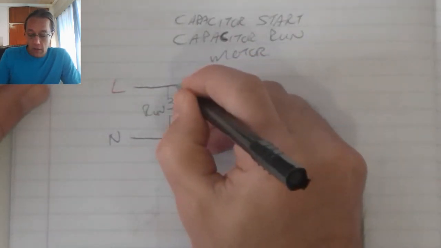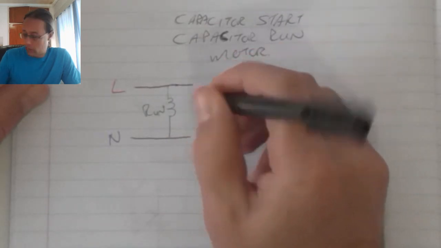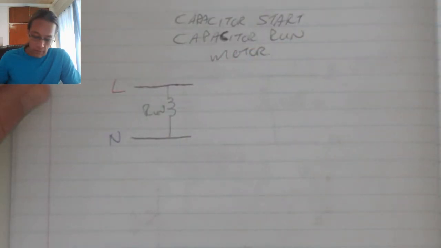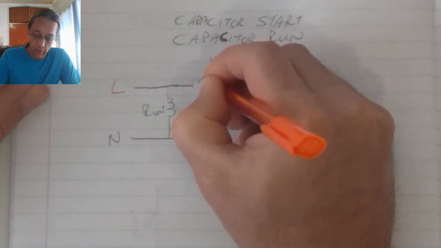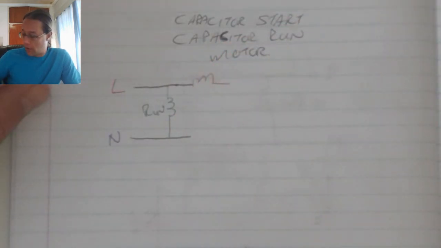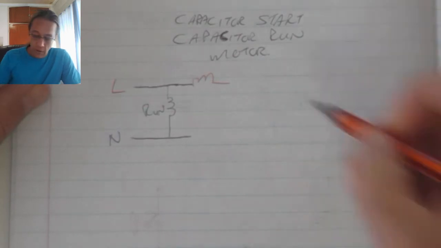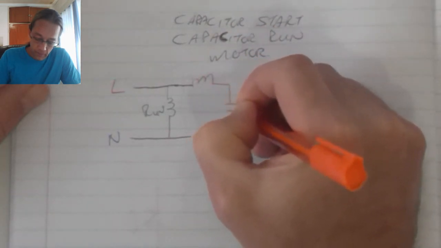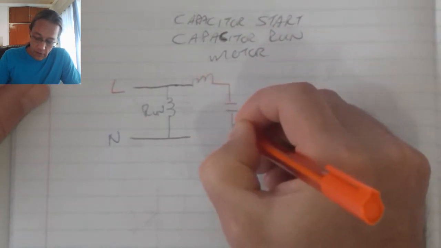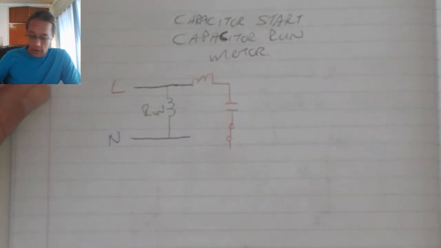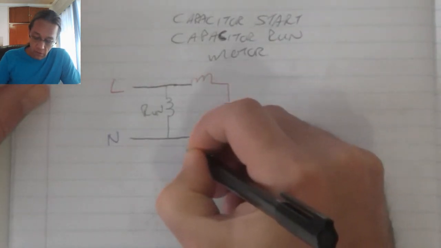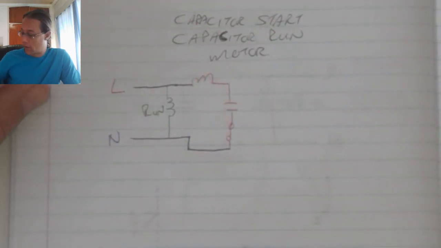The starting coil also connects to live. It connects to a capacitor, connects to the centrifugal switch, and then it connects to neutral on the other side.